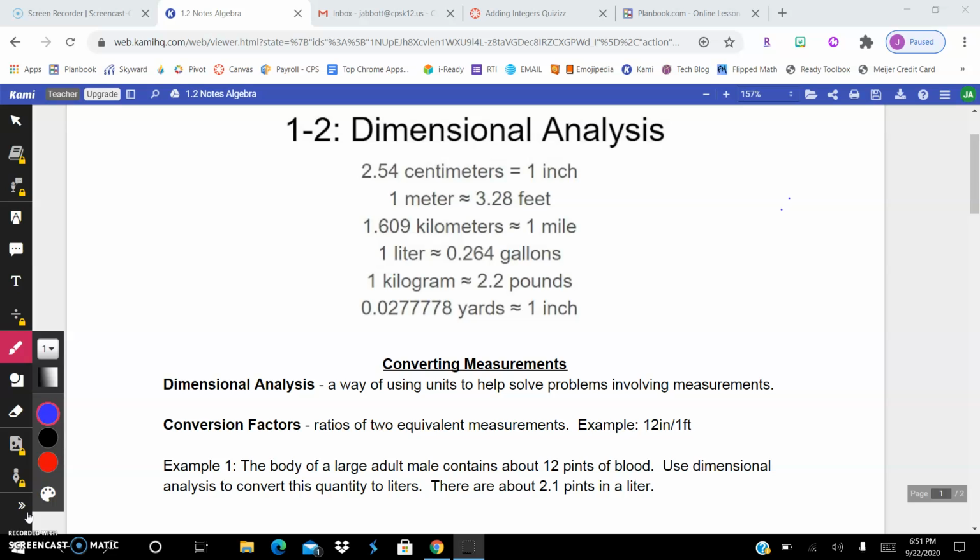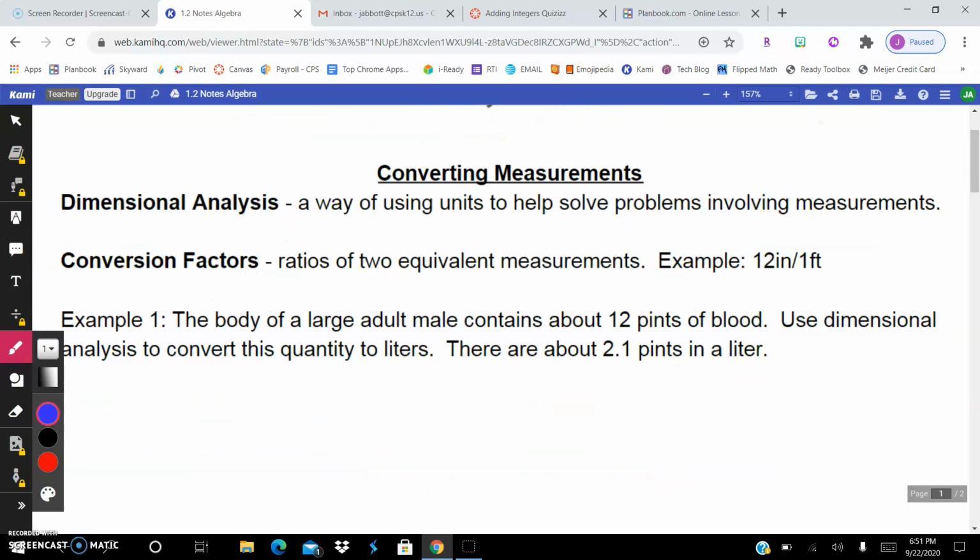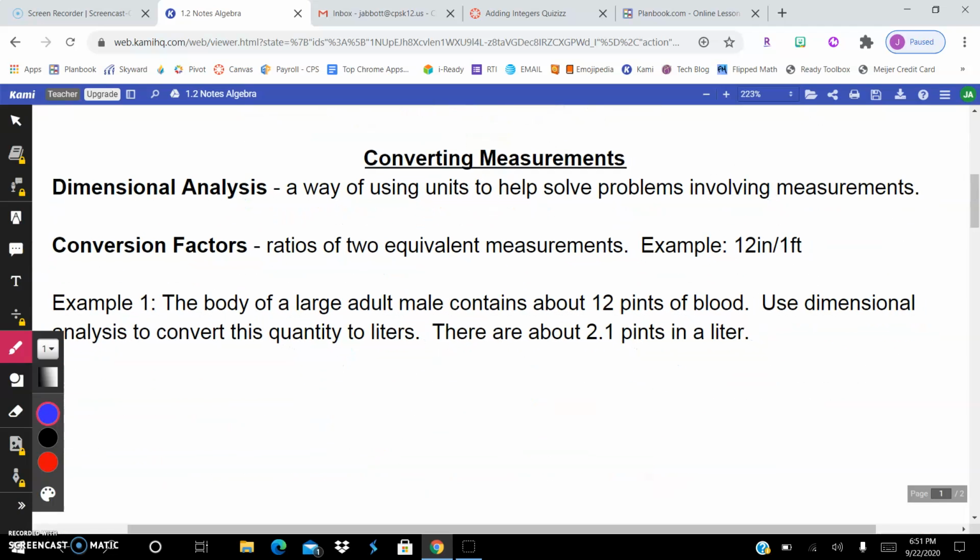Okay, so converting measurements. A dimensional analysis is a way of using units to help solve problems involving measurements. Conversion factors, this is important. A conversion factor is a ratio of two equivalent measurements. So I put an example of 12 inches over 1 foot.